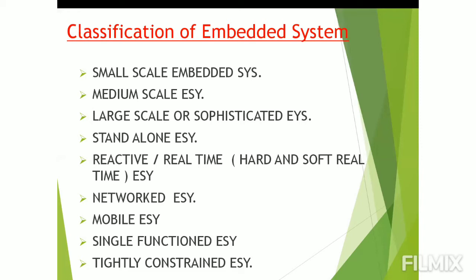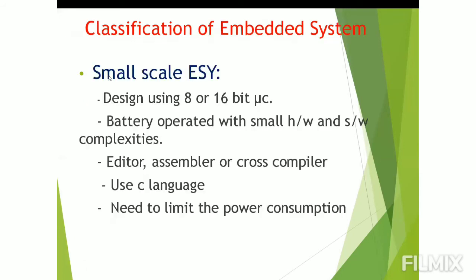After that, standalone embedded system, reactive real-time embedded system, network embedded system, mobile embedded system, single function embedded system, and the tightly constrained embedded system. Now we will discuss these types in detail. The first classification of embedded system is small scale embedded system.